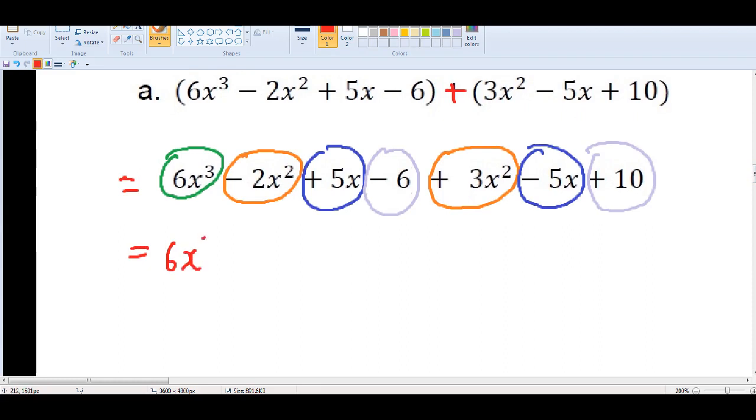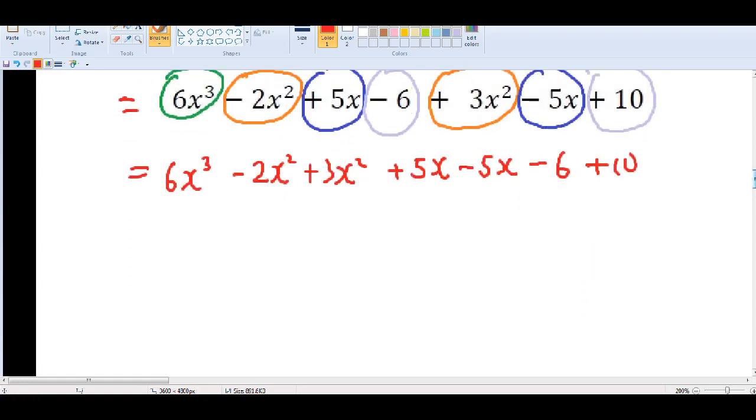For the first one, 6x cubed, there's nothing you could do, right? For the second one, you move that plus x squared to the front, and for the x term, you move that minus x to the front. When you move a term, you move the sign for it as well. Don't just move the number and x, you move the sign. When you move that minus 5x, you need to move that minus sign as well. When you move that minus 6, you need to write minus 6, not just 6.